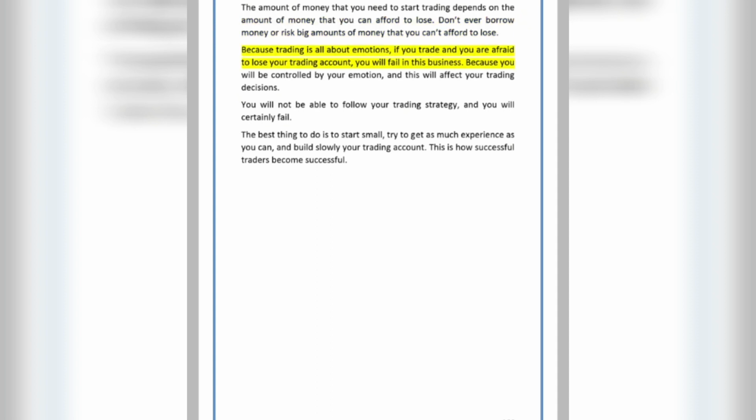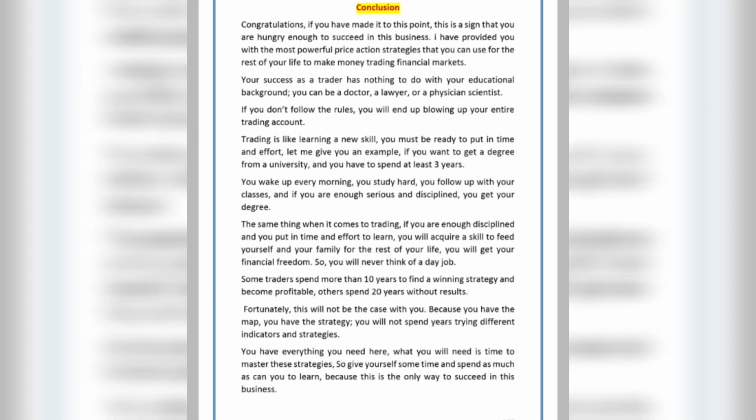Because trading is all about emotions. If you trade and you are afraid to lose your trading account, you will fail in this business. Because you will be controlled by your emotion, and this will affect your trading decisions. You will not be able to follow your trading strategy, and you will certainly fail. The best thing to do is to start small, try to get as much experience as you can, and slowly build your trading account. This is how successful traders become successful.